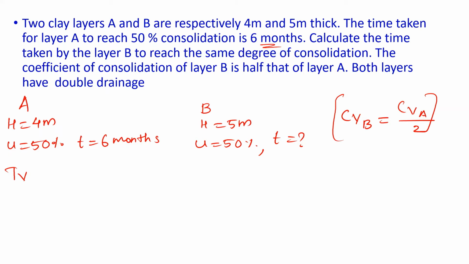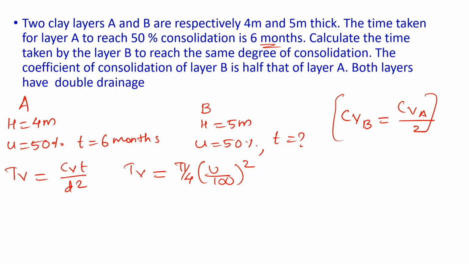So the time factor Tv = Cv t / d². The degree of consolidation is 50%, so for the relation connecting time factor and degree of consolidation, it is less than 60%, so we can use Tv = π/4 × (U/100)². We can use this relation. So here, in the first case, case A, we know that U is 50%.